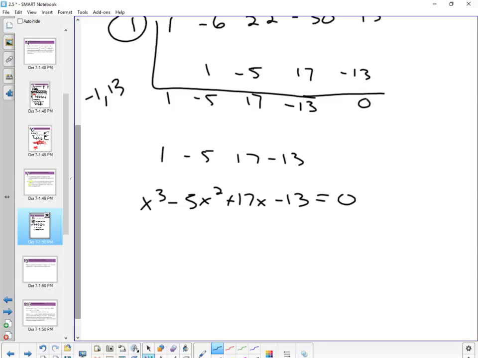So at this point, let's see here. Can we graph it? Oh, we can factor it. That's what I was thinking. Can we factor by grouping? Yes. No. Because 17 and 13 don't have anything. It has 1. We can take out 1. But we should be able to keep going.